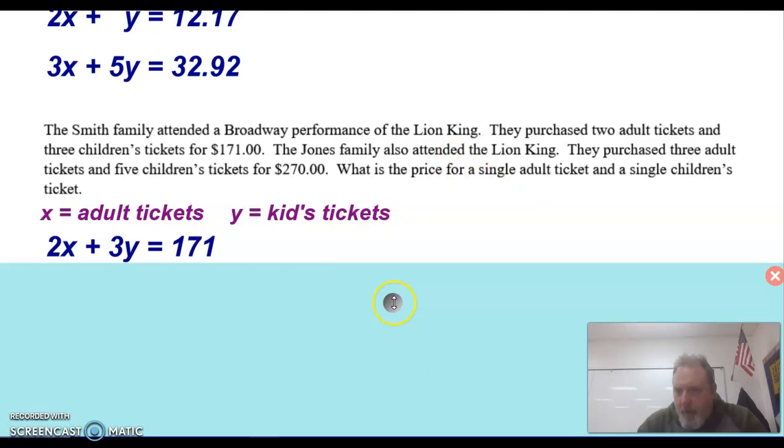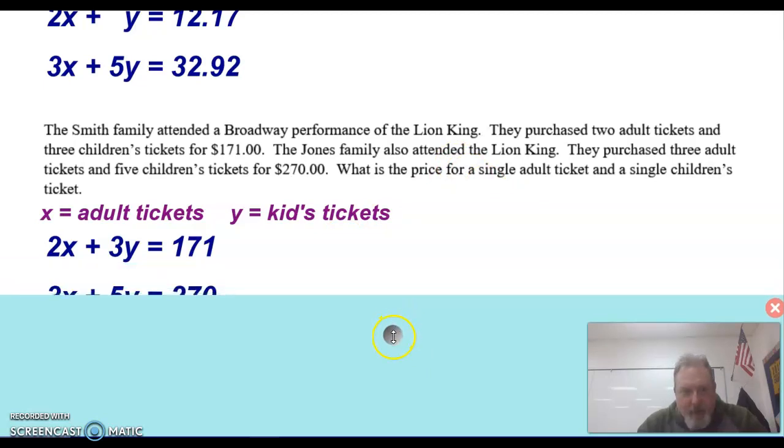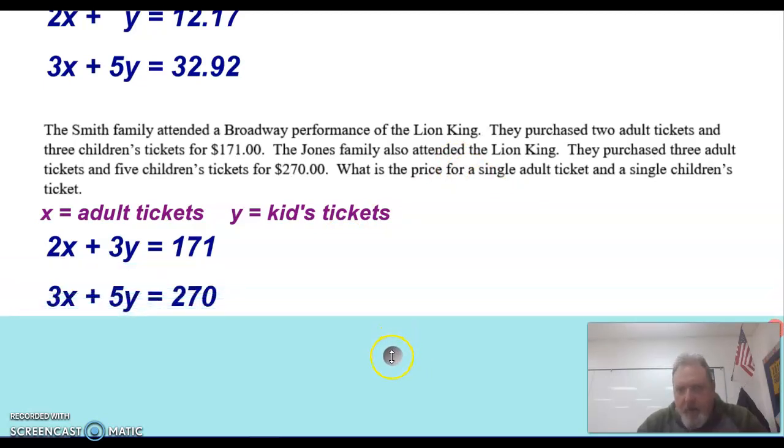So apparently grandma or grandpa's tagging along, possibly aunt or uncle, and they got 5 kids, bless their hearts, and they paid $270. So 8 people going. It costs about an extra $100 for that. But again, you have your system here. This time I would definitely use elimination. I would probably multiply these to either get rid of x or y and proceed. But again, you got the variables, you got the setup, you're ready to go.